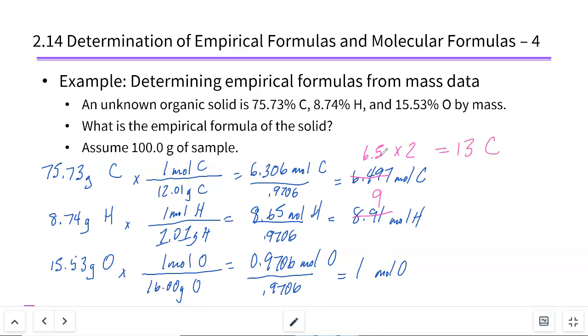So 6.5 times 2 is 13 for the carbon. And since I multiplied the carbon by 2, I've got to multiply everything else by 2 along the way. So 13 carbon, 18 hydrogen, 2 oxygen. My empirical formula is going to be C13H18O2.